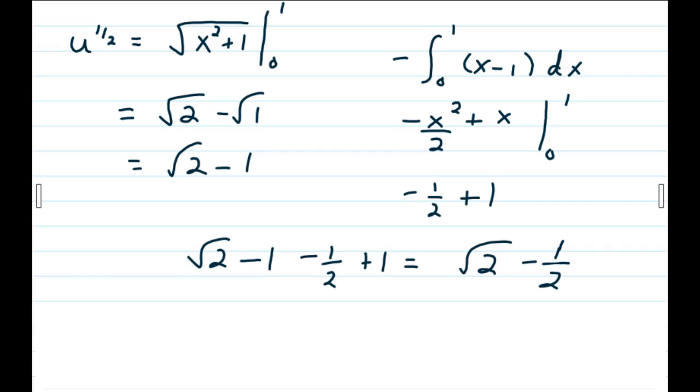If we distribute that, we'll get negative x plus 1. And when we integrate, we get negative x squared over 2 plus x, evaluated from 0 to 1. That piece becomes negative a half plus 1. We combine everything together, and we get the square root of 2 minus 1/2.